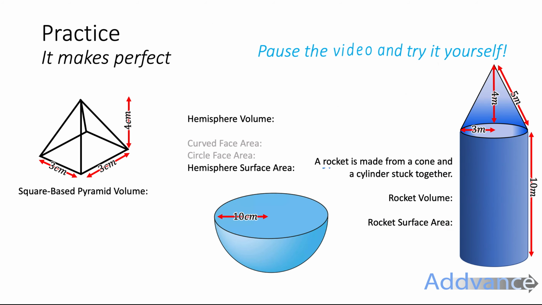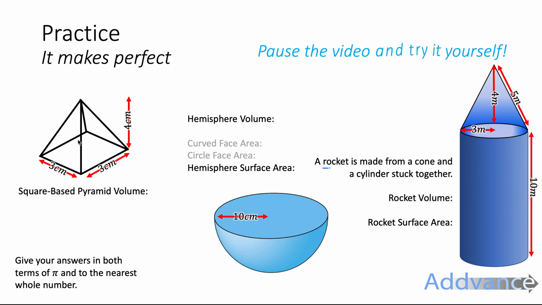Now here are some practice questions for you to try. We've got a pyramid, a hemisphere and a rocket. Here the pyramid is a square-based pyramid. I want you to work out the volume. For the hemisphere, a hemisphere is just half of a sphere. So it's like you're cutting a sphere in half.